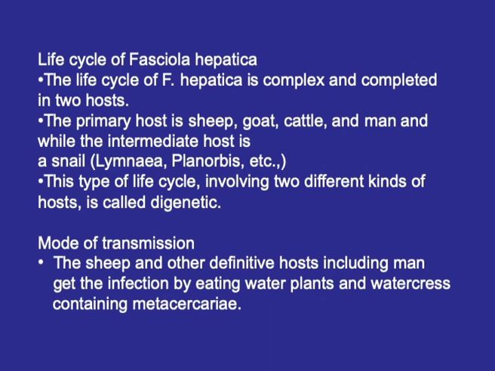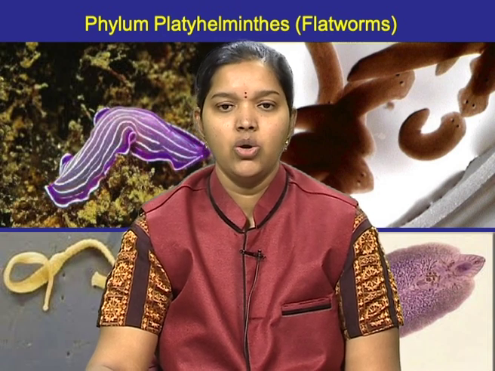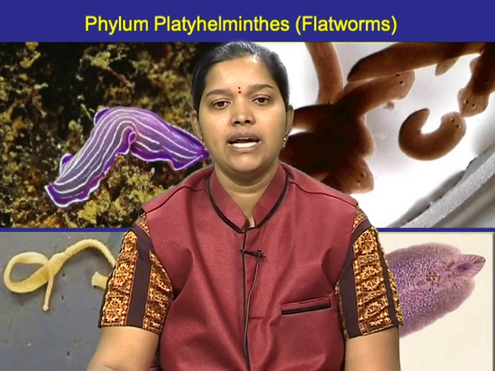The mode of transmission is that the sheep or the definite host, that means whether it is a human being, eats the leaves from the aquatic plants which are contaminated by the larvae of Fasciola hepatica, that is the metacercariae larva. Then this larva enters into the host. So, this is the life cycle. You can easily see that through the plants, the larvae, that is metacercariae, enters into the host.